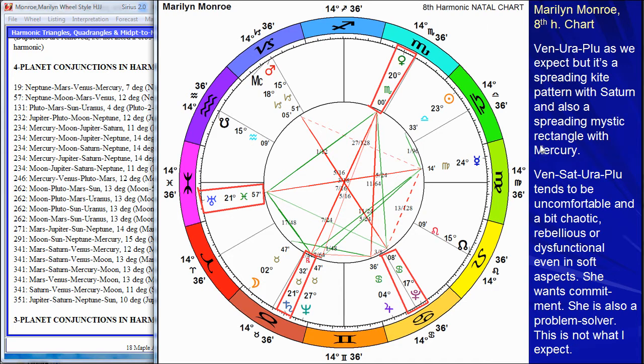And Mercury's involved. Where's Mercury? Mercury's over here. It trines Saturn. So there's almost a mystic rectangle. The Mercury-Venus is out of orb, but Mercury trines Saturn. It's opposite Uranus. This indicates a problem solver. So this also gives a sense of rhythm, beat, dance, musical talent.